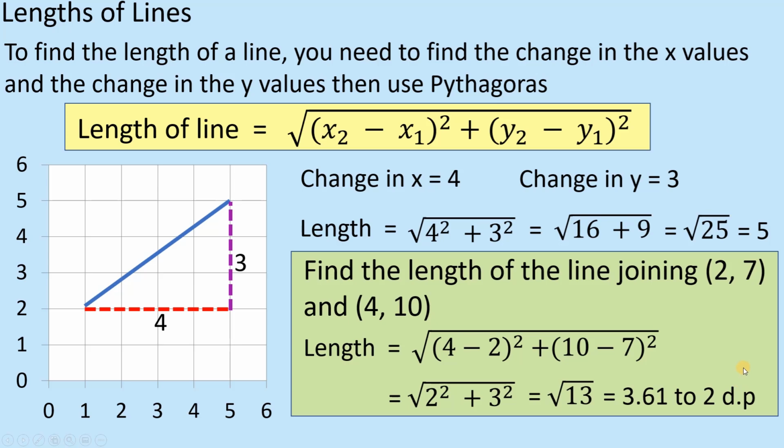So that's how we work out the length of a line. It's about using Pythagoras and thinking about the changes in the y's and the changes in the x's, and that's going to form this triangle.